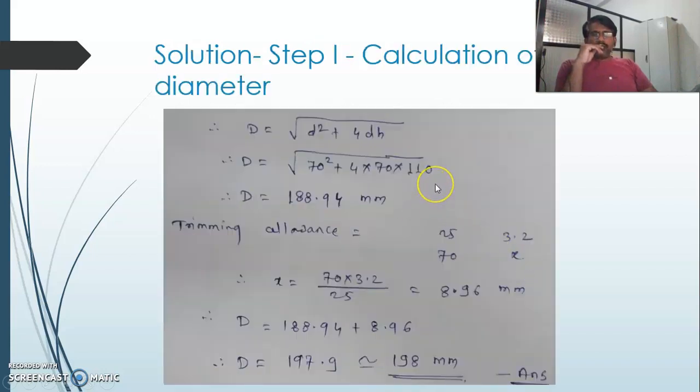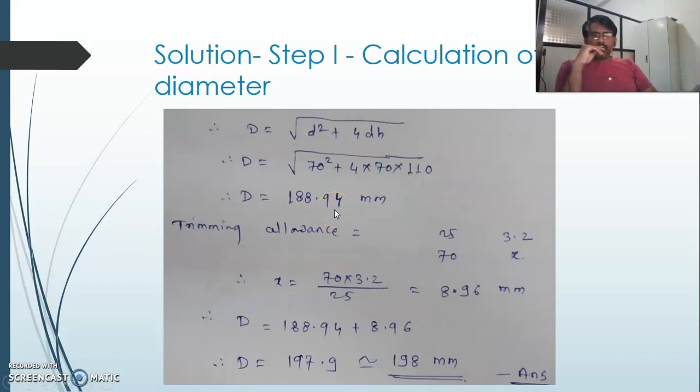The first step is calculation of the blank diameter. This step can be carried out with the formula: the blank diameter D is equal to the square root of d square plus 4dh, where small d is the shell diameter. We know the shell diameter is 70 mm. By keeping the values of d and h, we have the blank diameter as the square root of 70 square plus 4 into 70 into height 110. So the blank diameter in this case becomes 188.94 mm.